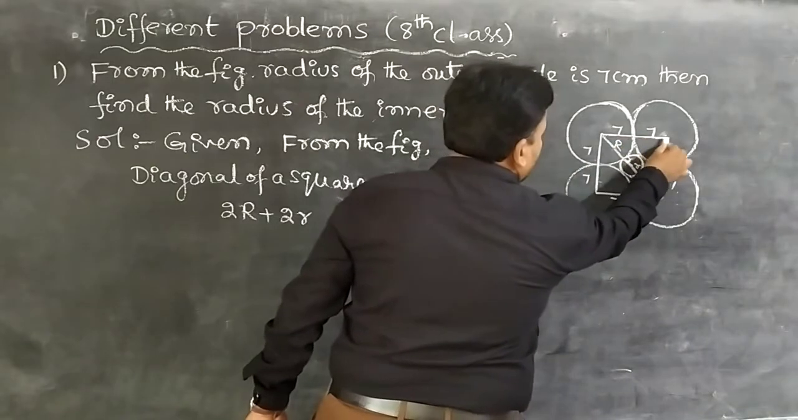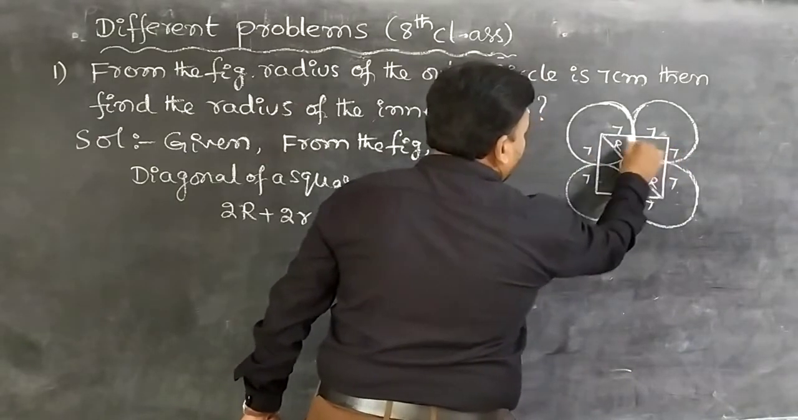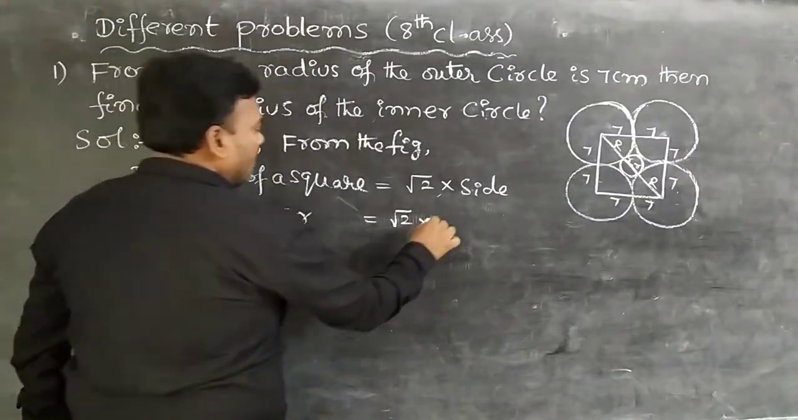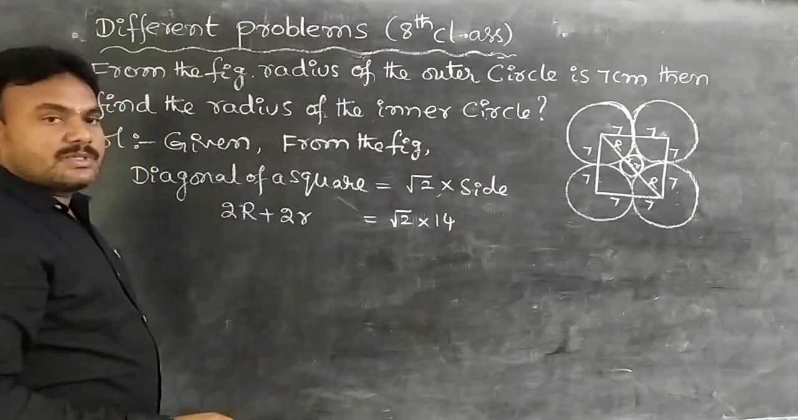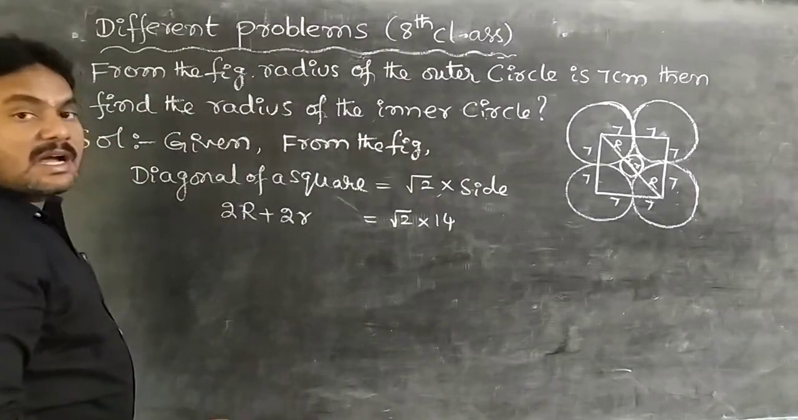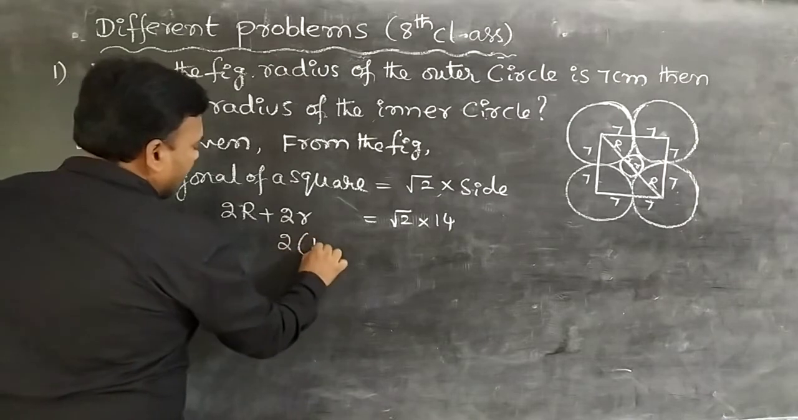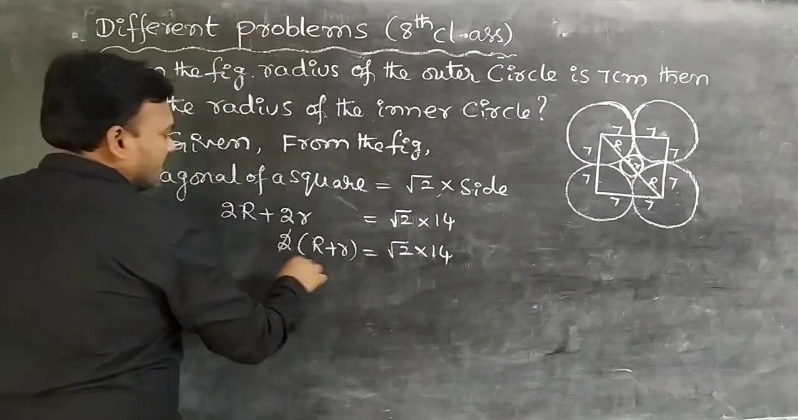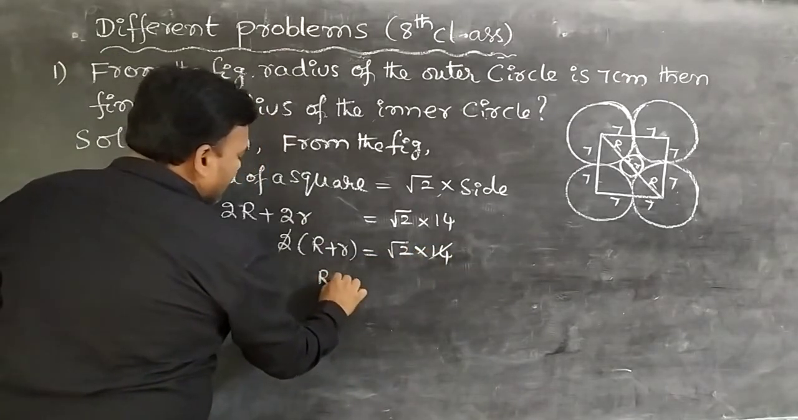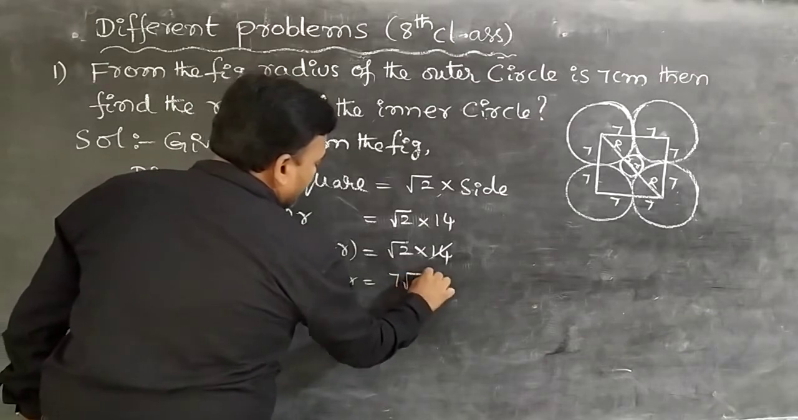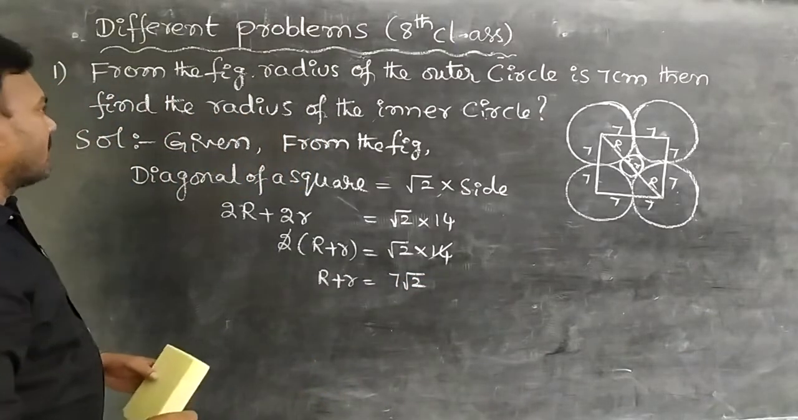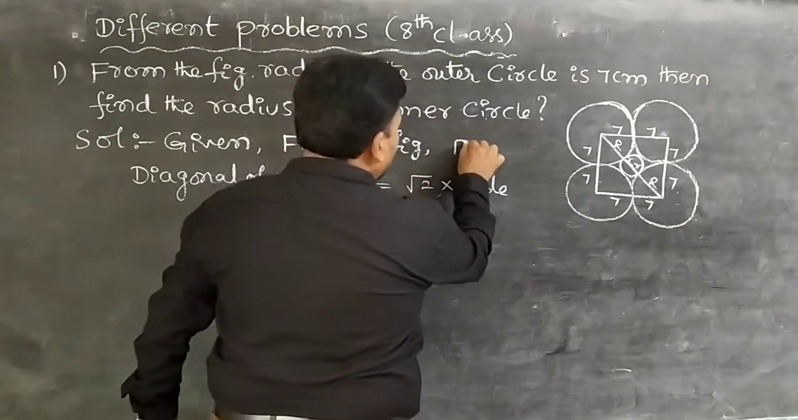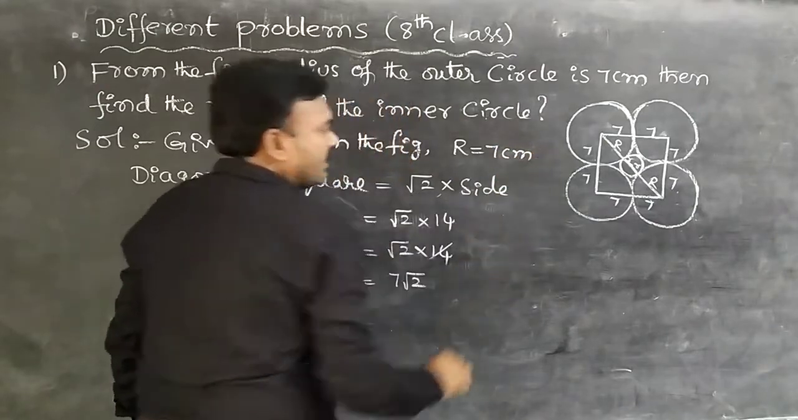So here 7 and here 7. 7 plus 7 is 14. Then 14 centimeters is the side of the square, students. That's why root 2 into side. In both terms, 2 is a common factor. Then 2 of capital R plus small r equals root 2 into 14. So 2 ones are 2, 2 sevens are 14, so capital R plus small r equals 7 root 2. According to the problem, the radius of the outer circle is represented by capital R, students. Then I wrote here capital R equals 7 centimeters, given according to the problem.